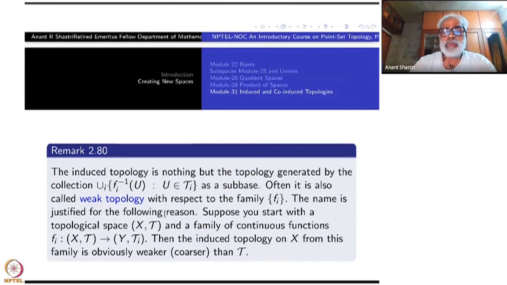Okay, often it is also called the weak topology with respect to the family Fi. This name, weak topology, is justified for the following reason. Suppose you start with a topological space X, tau, and a family of continuous functions right in the beginning. Then the induced topology on X from this one will be obviously weaker, because by definition it is the smallest one. So it will be smaller than this tau. Anything which satisfies that all of them are continuous will be containing the smallest topology, right? So that's why it's called weak topology. Weak means weaker, means coarser, smaller, that's all.